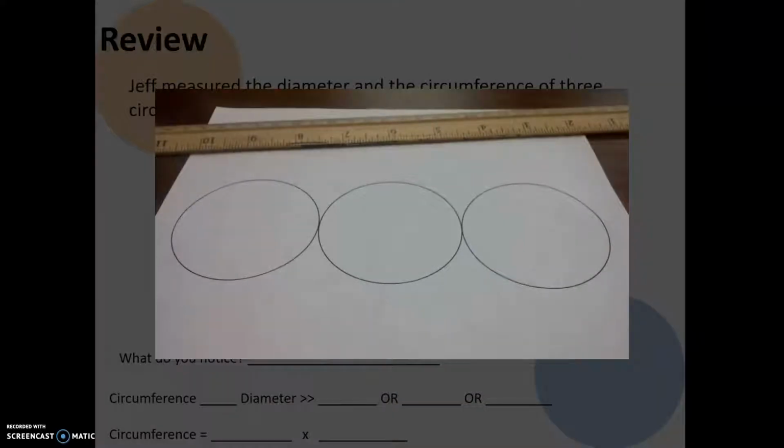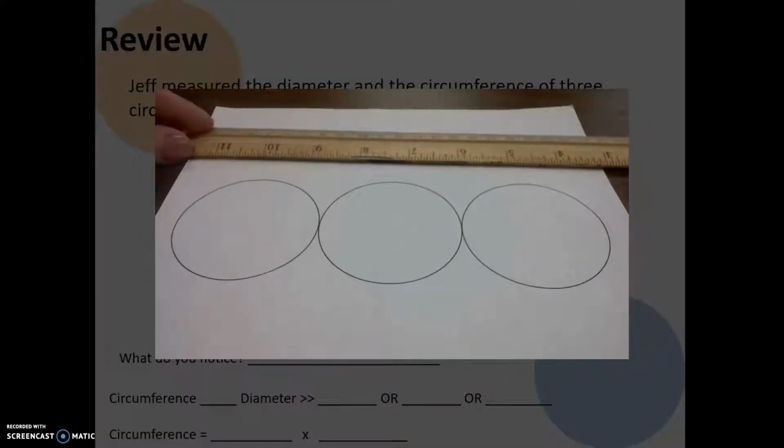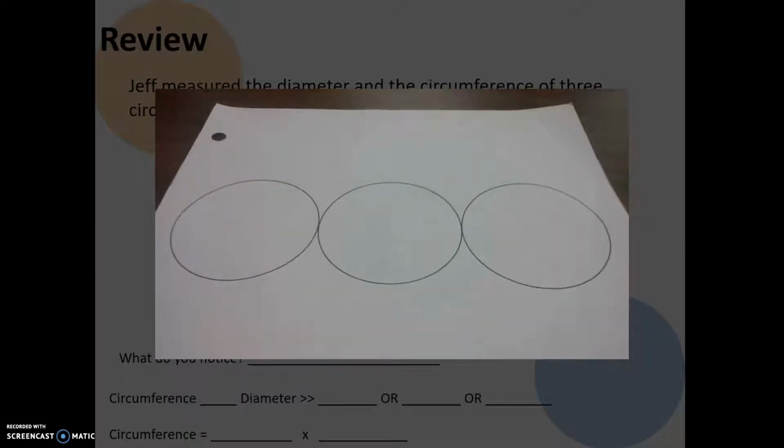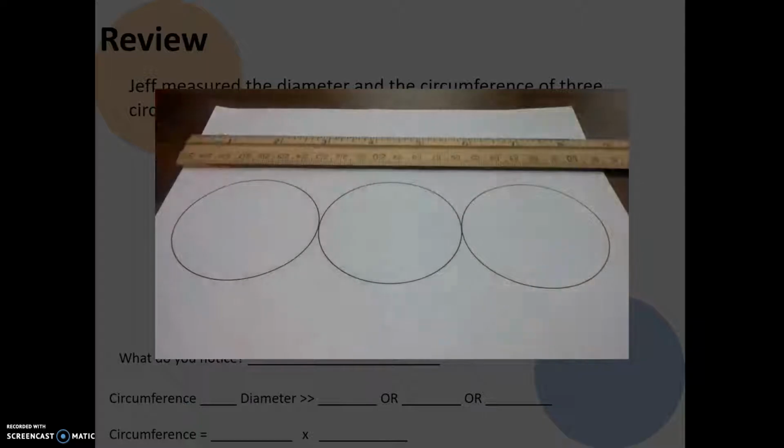Hey guys, this is Circles Day 3, and today we're going to figure out for ourselves what pi is, and we are also going to figure out how to find circumference. So hopefully you have with you a set of notes and a piece of paper with 3 circles on it, a ruler, and a pencil.